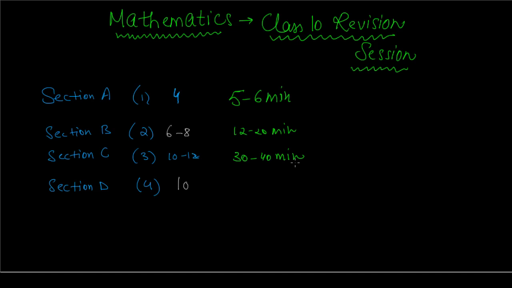As I said, write to the point answers. Section B should be, as I have said before, not more than 12 to 20 minutes. But for section C, 30 to 40 minutes are proper. Section D is the longest and most weighted section of your paper, and it takes time because the questions are long. These are long answer questions. Section D should take about 50 to 60 minutes.